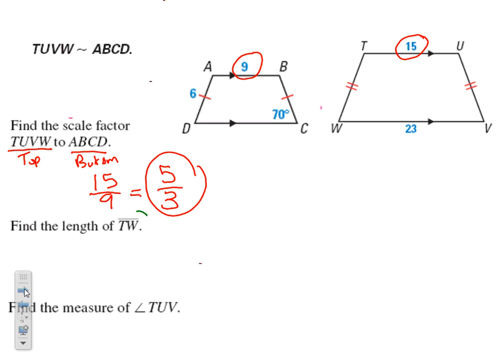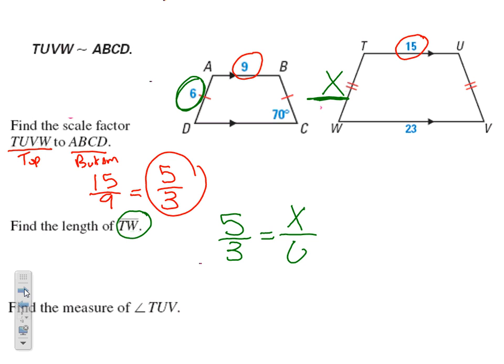So they want me to find TW. TW is right here. I'm going to put an X there. So I'm going to use my scale factor. It's 5 over 3 equals, since X is on the same side as the proportion that 5 would be on, I'm going to put X over, and if I come over here, 6 is in the same spot as X, so I'm going to put this here.